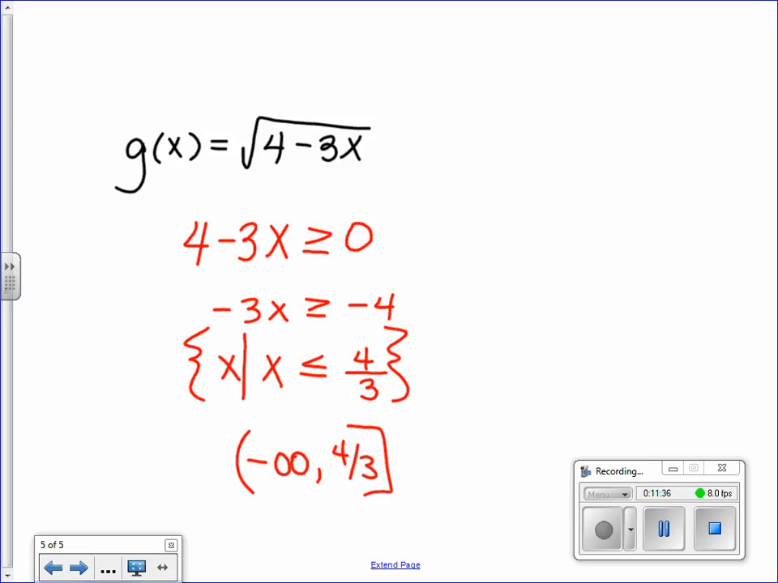Okay, I found it. Are you still writing this? I got a question. I don't understand why you put the X in the line. This is set notation. All X such that X is less than or equal to 4/3. And then this is interval notation, the interval from negative infinity to 4/3.